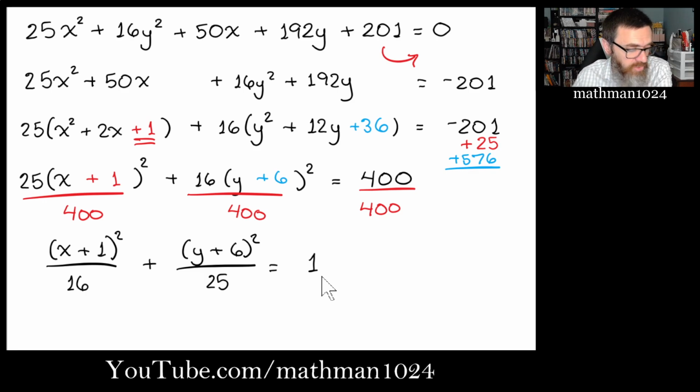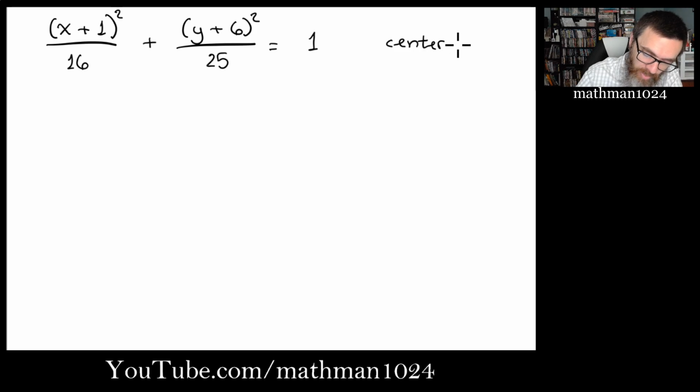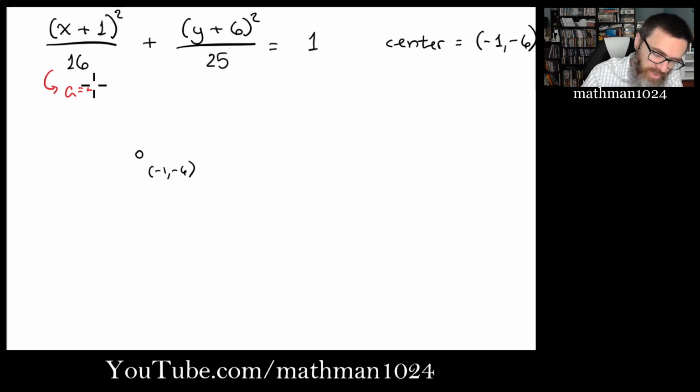All right, so from here, we can answer all the other questions that we need to answer, right? So we can just forget about all the other stuff and just say, what is the center? So the center would be the ordered pair, -1, -6. And let's just draw a quick picture. Here is my center at -1, -6. From here, my a value is going to be the square root of 16, so that's 4. And my b value is 5.